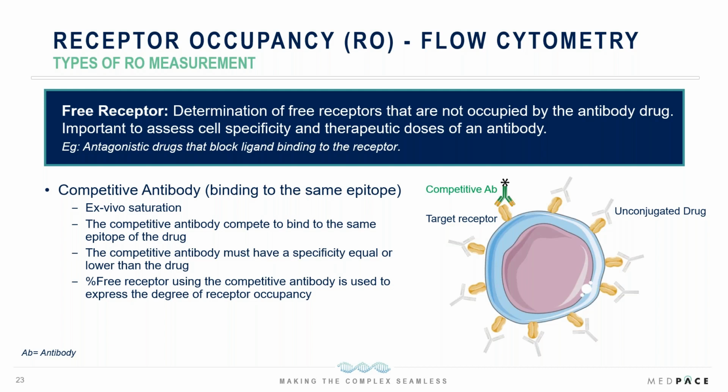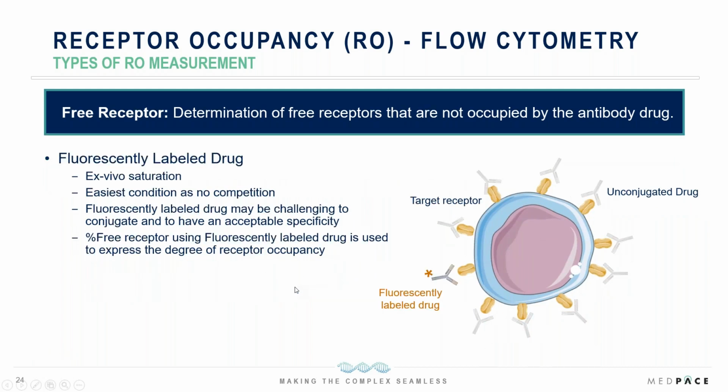If the competitive antibody is used, it's really important to make sure that the affinity of this antibody is equal or lower than the therapeutic drug. Otherwise, the competitive antibody will displace the unconjugated drug, and then you will underestimate the calculation of the free receptor occupancy.